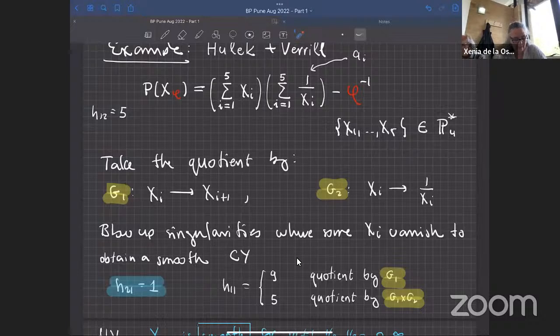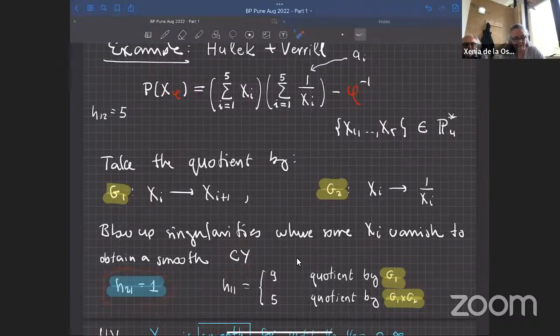So now we take all the a's equal to 1, and we take a quotient by two groups. G1 here shifts x_i, which we change x_i for x_{i+1}. Then another symmetry which inverts the x's. So this is a symmetry of this, of course. When you do that, you blow up singularities where the x's vanish again, to be able to obtain a smooth Calabi-Yau, and after that procedure you get a manifold with h^{2,1} equal to 1.